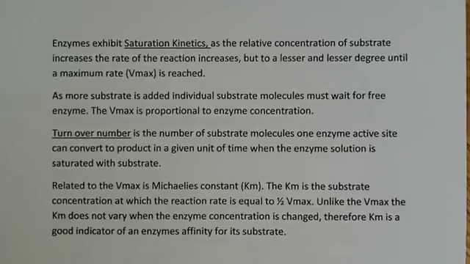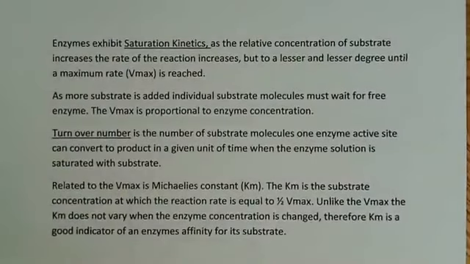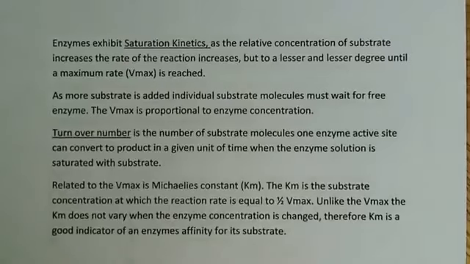I mean, this is just basic chemistry here. You add more substrate, the reaction rate is going to increase initially. But what happens is, as time goes on, more and more substrate is added. Individual substrate molecules must wait for the free enzyme. So there becomes like a backup. There's not enough enzyme molecules to keep up with all of the substrate. Hence, it's saturated. And the Vmax is thus proportional to the enzyme concentration.